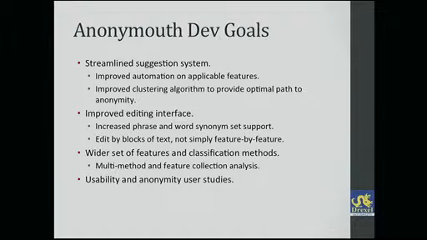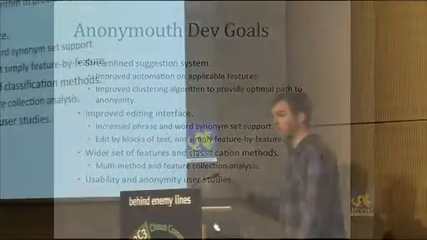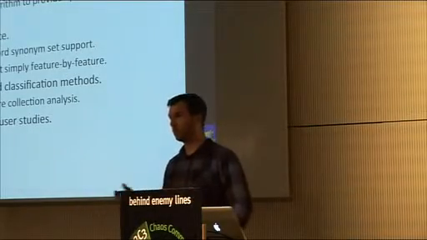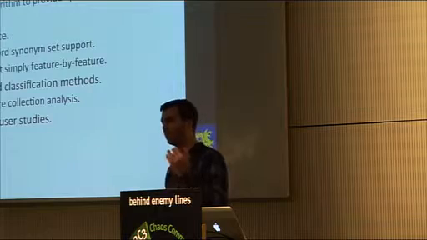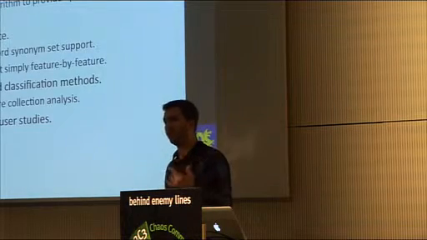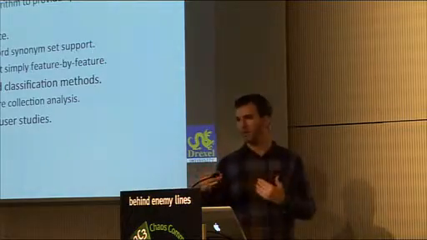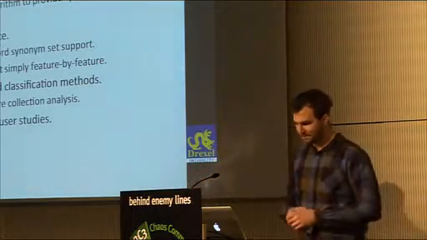We want an improved editing interface with better phrase and word synonym support that allows you also to edit by blocks of text, not simply feature by feature. Maybe it says you need a bunch more sentences, and you break up the last paragraph, but that leaves the rest of the paragraphs untouched. So those paragraphs might still have your identity stamped all over them. So we need to analyze it maybe at more micro levels.